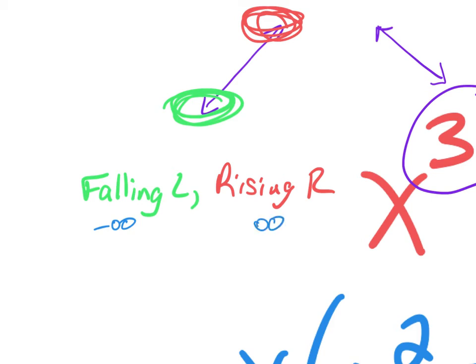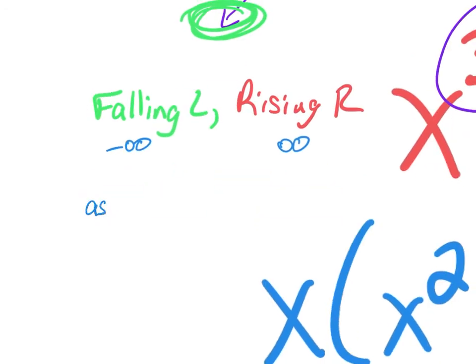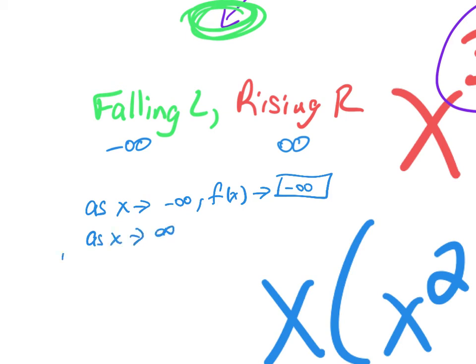Going up. So when I write out as x approaches negative infinity, that's the left-hand side of the graph. What's y doing? It's going to negative infinity. As x approaches positive infinity, that's the right-hand side of the graph. This is the left, this is the right. What's your y value doing? It's going to positive infinity.